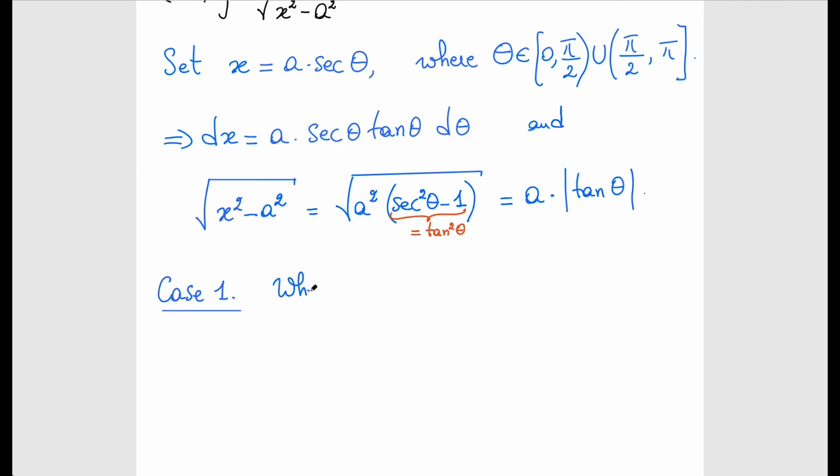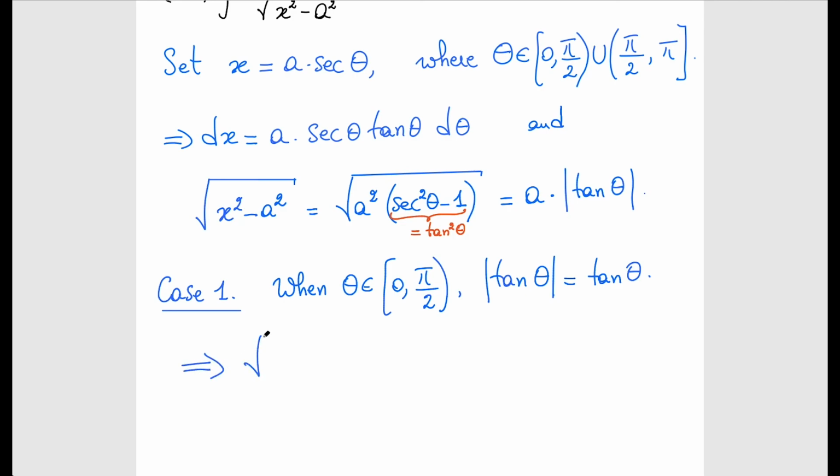When theta is in 0 to pi over 2, tangent theta in absolute value becomes tangent theta, because tangent theta there is positive, being in the first quadrant. Hence the square root of x squared minus a squared is equal to a times tangent theta, because the absolute value of tangent theta is tangent theta in this case.